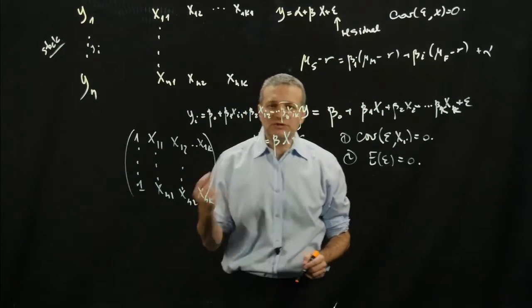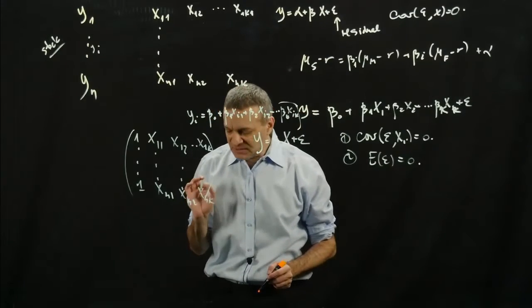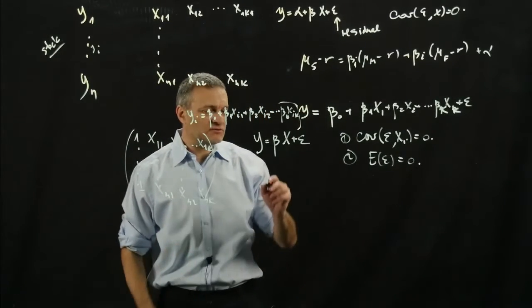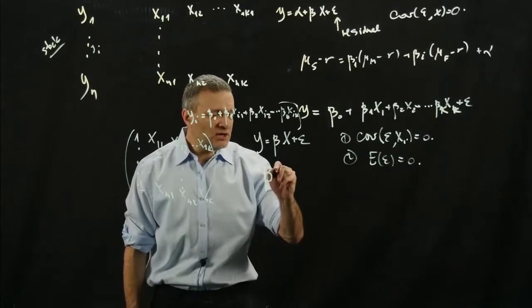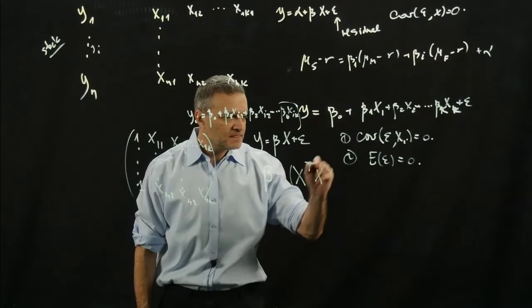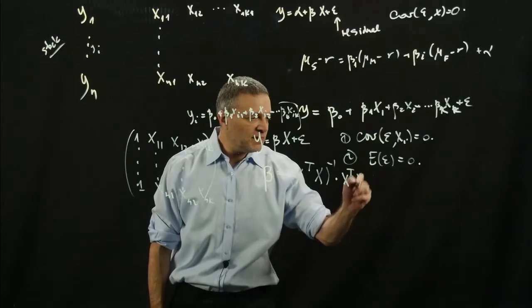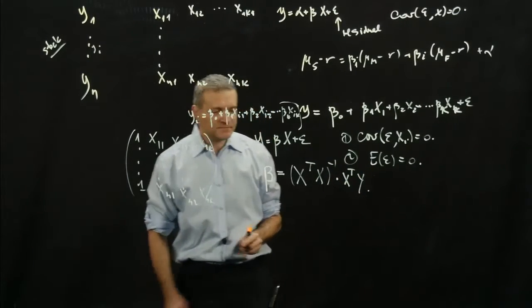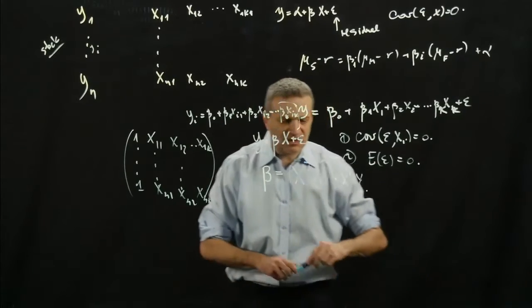Now, you need to find the beta i's. So the beta i's can be written in a very neat and compact form. You can say that your beta is going to be equal to x transpose x, to the inverse, times x transpose y. Okay? So let's look at all these guys separately. Let's first look at this guy.